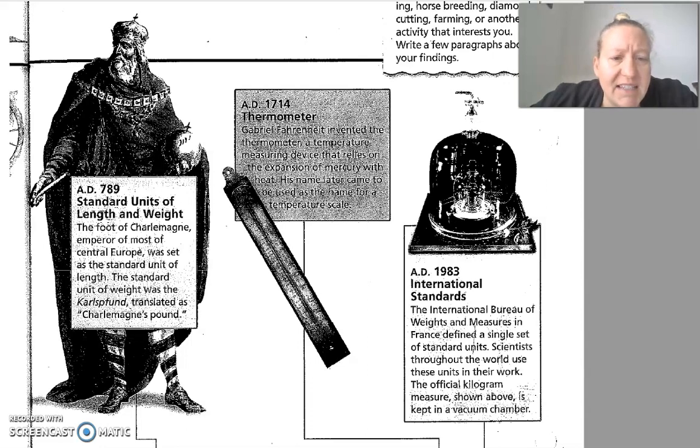AD 789, standard units of length and weight. The foot of Charlemagne, emperor of most of Central Europe, was set as a standard unit of length. The standard unit of weight was a Karlspfund, translated into Charlemagne's pound. In AD 1714, there was a thermometer. Gabriel Fahrenheit invented the thermometer, a temperature measurement device that relies on the expansion of mercury with heat. His name later came to be used as the name for the temperature scale.